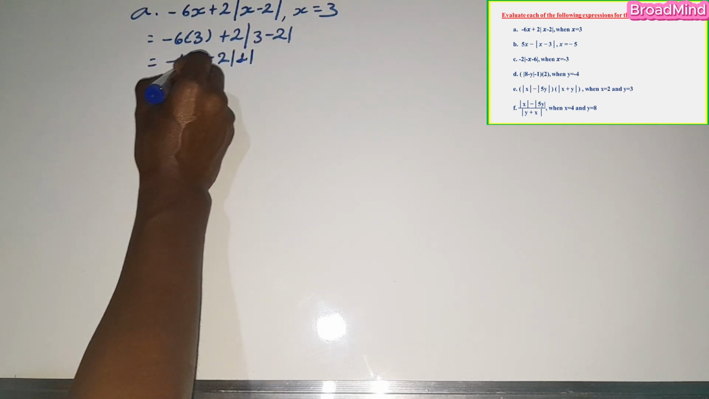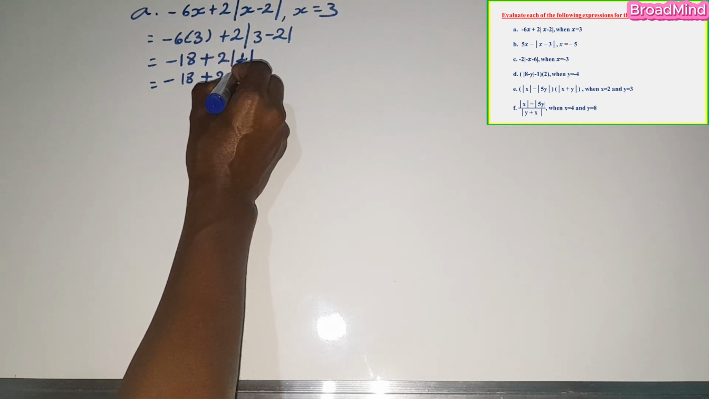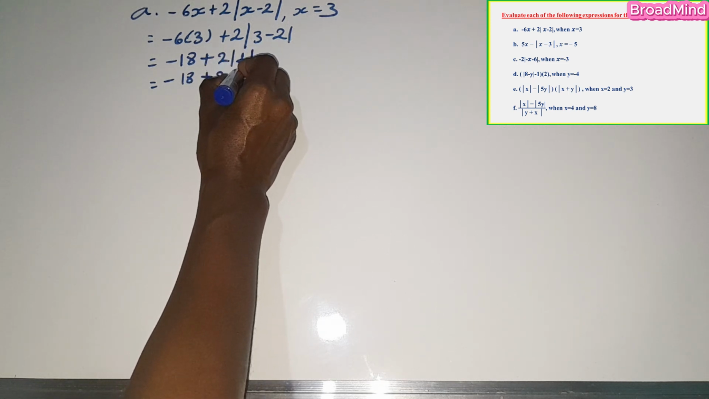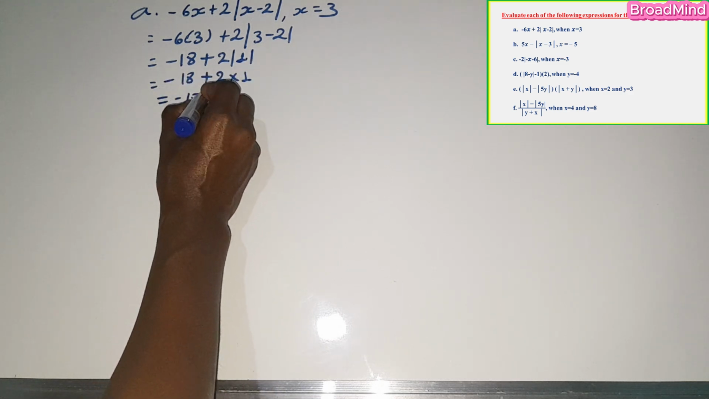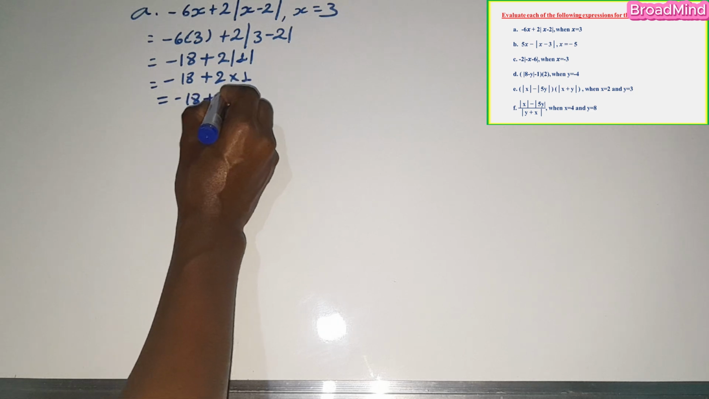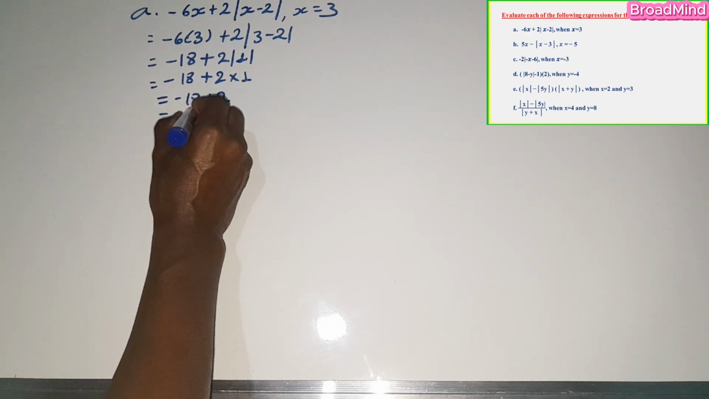Negative 6 multiplied by 3 is negative 18, plus 2 absolute value of 3 minus 2, which is 1. Negative 18 plus 2 multiplied by the absolute value of 1, which is 1. Then negative 18 plus 2 is equal to negative 16.